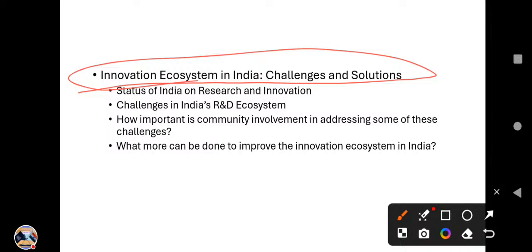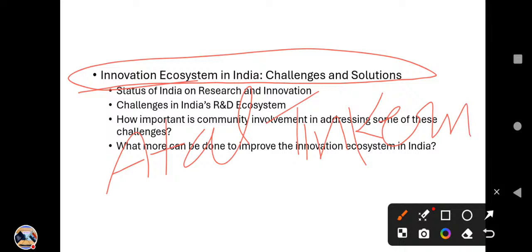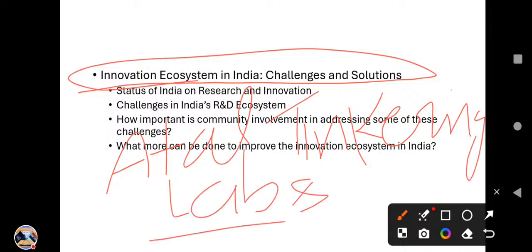Okay, and India has also created the most important initiative that helps innovation in India, the Atal Tinkering Labs. Okay, Atal Tinkering Labs. So you can introduce yourself in the introductory part when it comes to the innovation ecosystem in India.